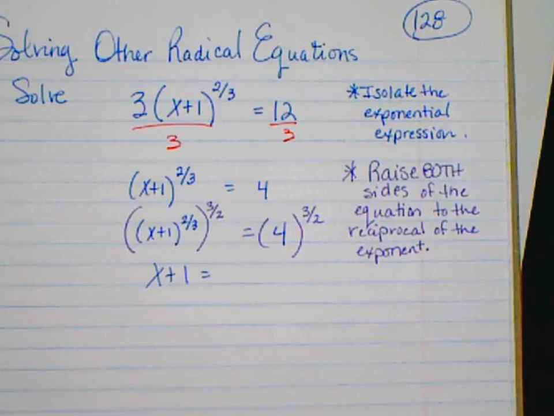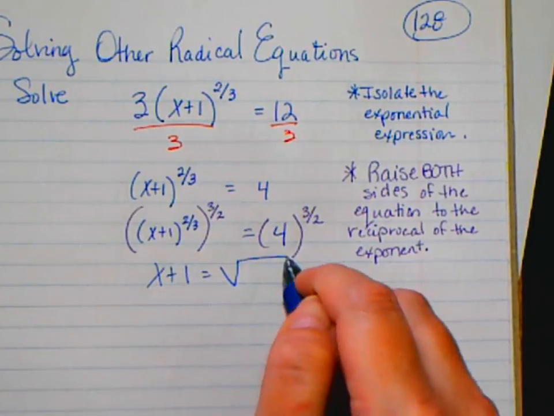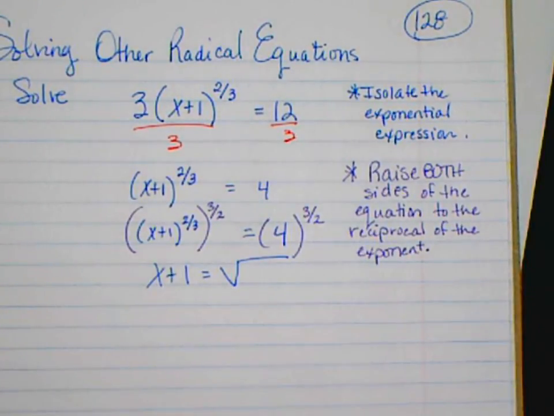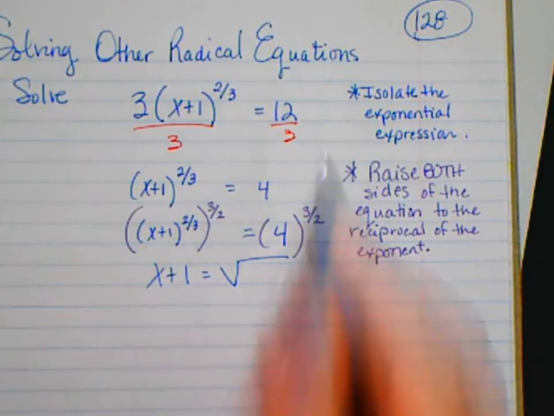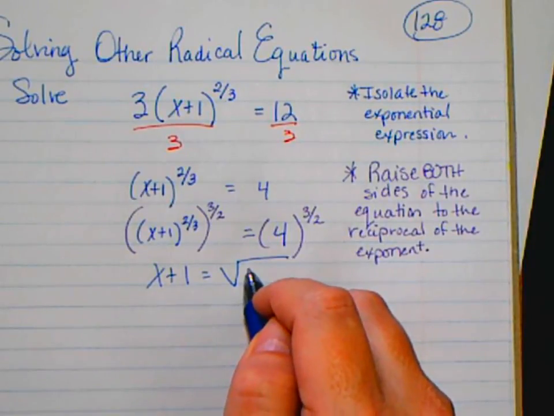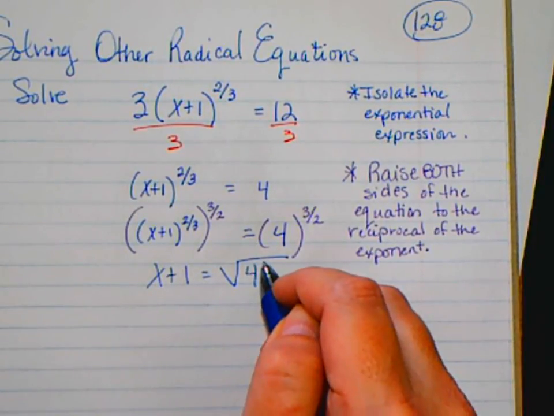If it was 4 squared, cool. If it was 4 cubed, cool. But it's 4 raised to the 3/2. Turn it into a radical, right? So what would my index be? 2. Do I need to write a 2 if that's the index? No. What's the base of my radicand? 4, with the exponent of 3.